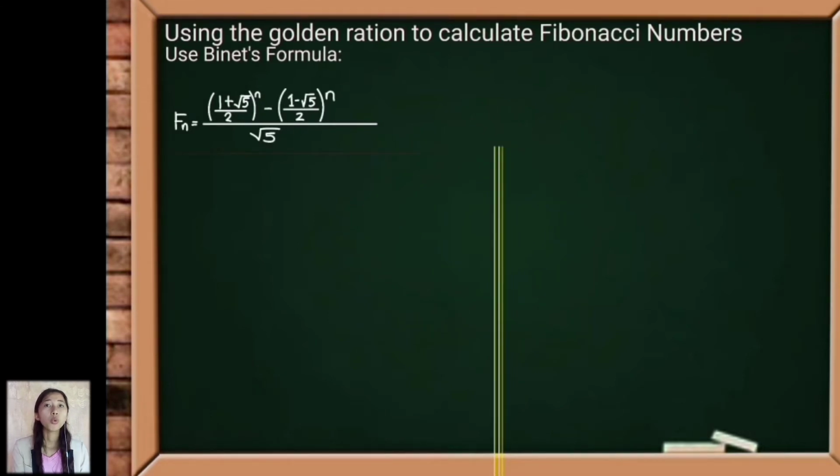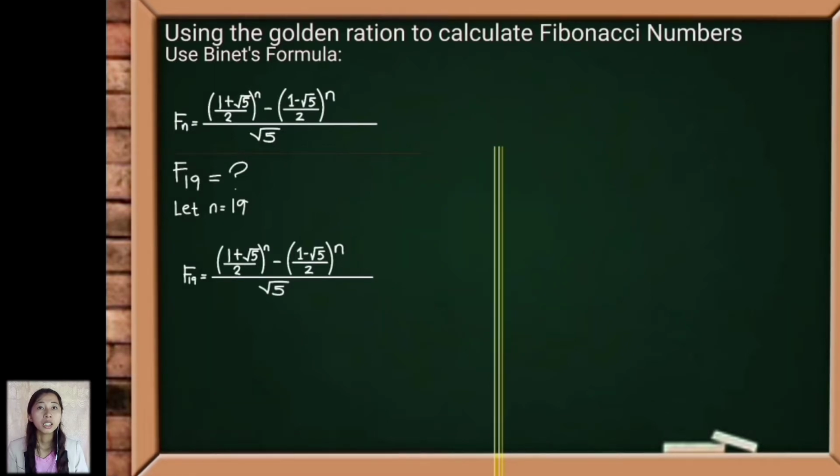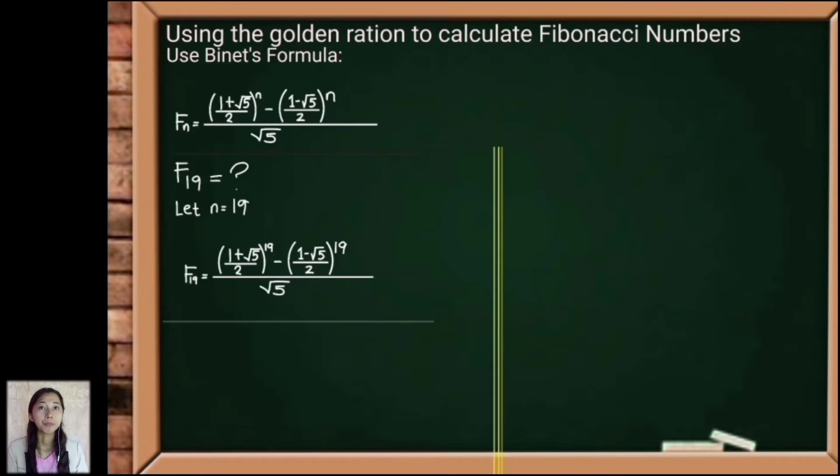So now, since we have to find the value of F19, or the Fibonacci number of the term 19, again, we have to let n is equals to 19. So right now, we just have to substitute all n's in the formula with the 19, since we let n is equals to 19. So now, we change the Fn to 19, and 19, and then 19. So we have to substitute all n's with the 19. So that's what we are doing here.